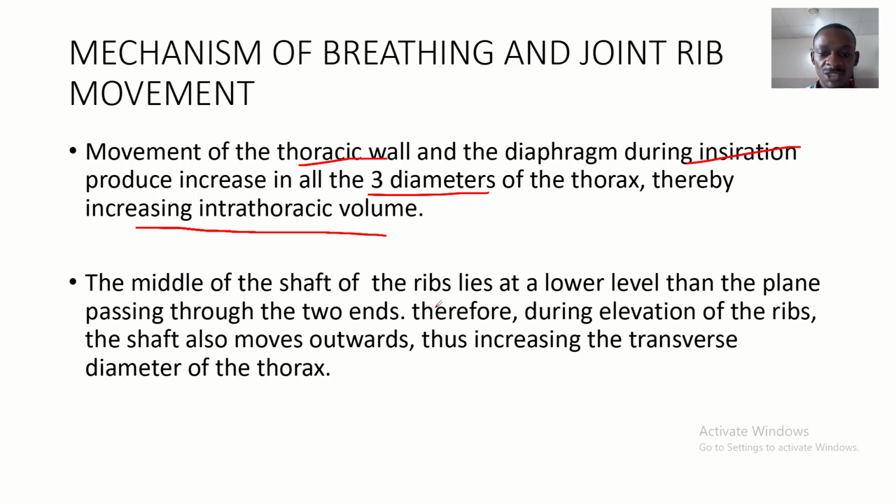The middle of the shaft of the ribs lies at a lower level than the plane passing between the two ends. So if you take a rib, the middle of the rib will actually lie lower than the plane passing through the two ends. That's what they mean here. That's like elevation. Therefore during elevation of the ribs, the shaft also moves outwards, thus increasing the transverse diameter of the thorax.